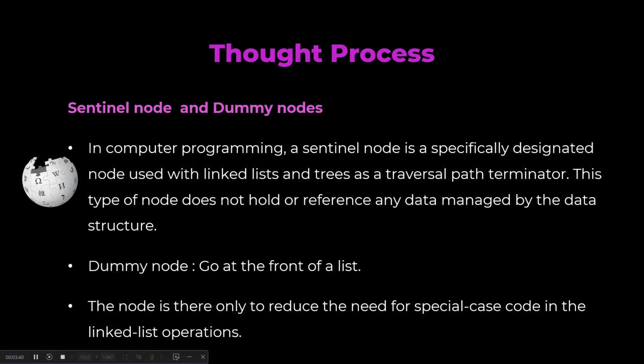Next, the concept that I want to introduce is two things: sentinel node and dummy node. This is the Wikipedia definition about the sentinel node. As per the Wikipedia definition, in computer programming, a sentinel node is a specifically designated node used with linked list and tree as a traversal path terminator. This type of node does not hold or reference any data managed by the data structure. Dummy node goes at the front of a linked list. The node is there only to reduce the need for special case code in the linked list operation.